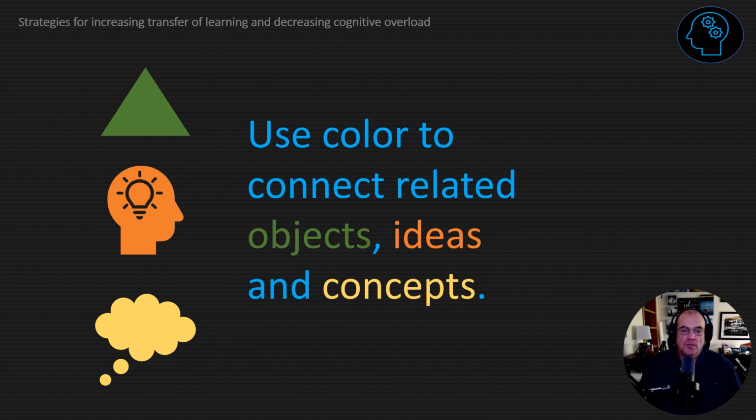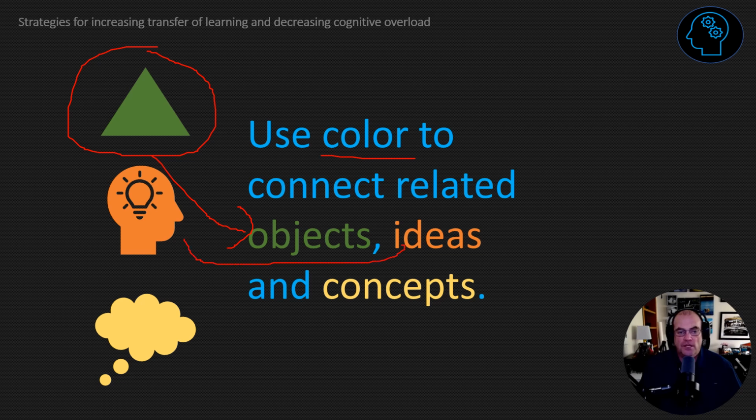Next, we're going to talk about color. Big one here is color. Use color on your screen to match objects or other things on your screen if they're connected. Right here, we've got this wonderful green triangle, which is an object, so we're going to use the color green for object. We take the color orange for the idea guy, and the thought bubble for the idea of concepts.